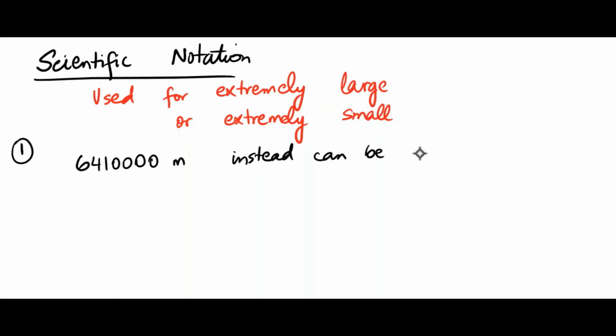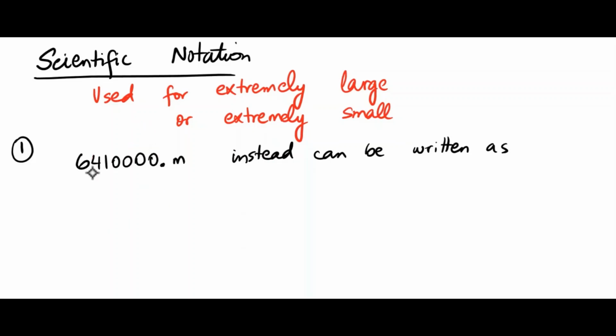So instead, this long number can be written as, I will start by putting the decimal place after the first digit. So it will be 6.41. And then I'll count how many places I moved the decimal point. So I'm going to count it out 3, 4, 5, and 6. Since I'm moving towards the right, I will write this as a power of positive number. So it's 6 places to the right, positive 6. And that 6 is telling me how many places I had to move the decimal point.